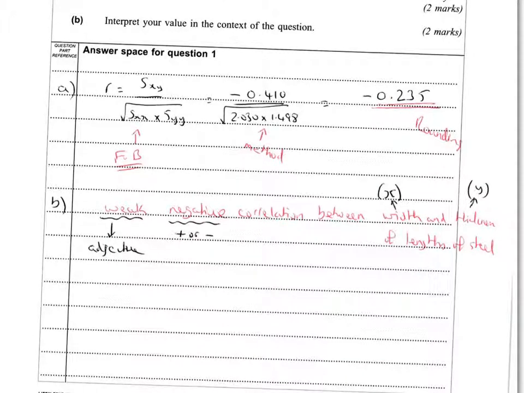This is a set response. Have a look at it, please. Adjective, strong, weak, moderate, negative or positive correlation between X and Y. And with X and Y, you replace it with what X and Y stand for in the context of the question.